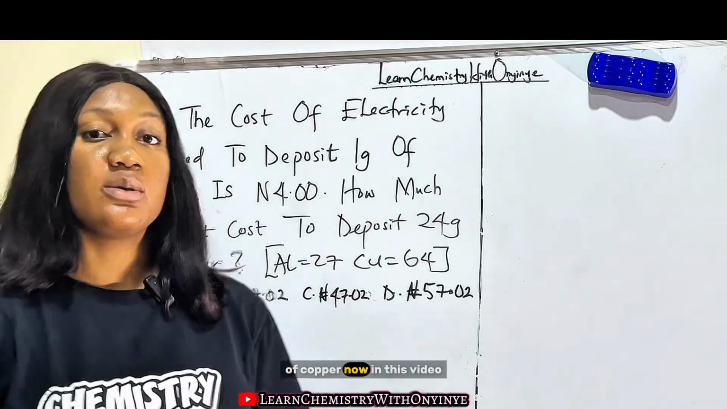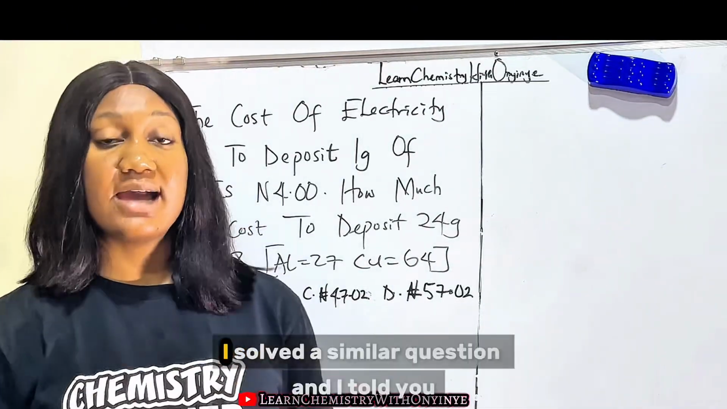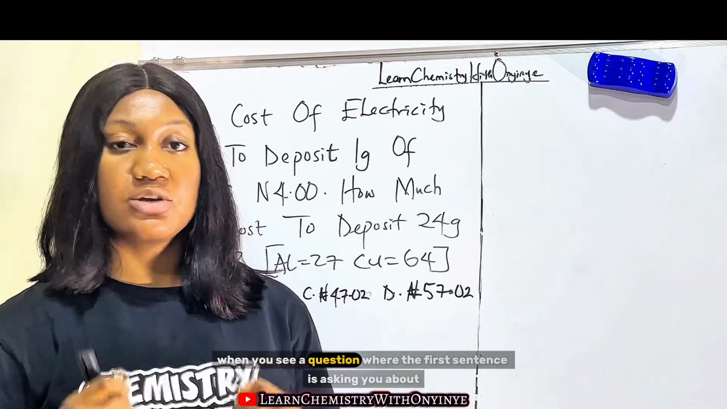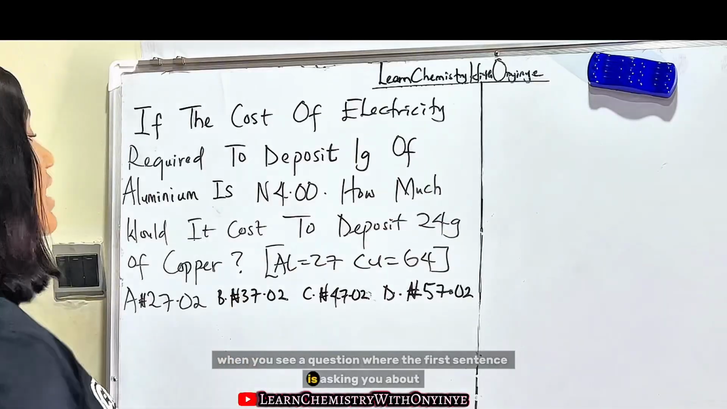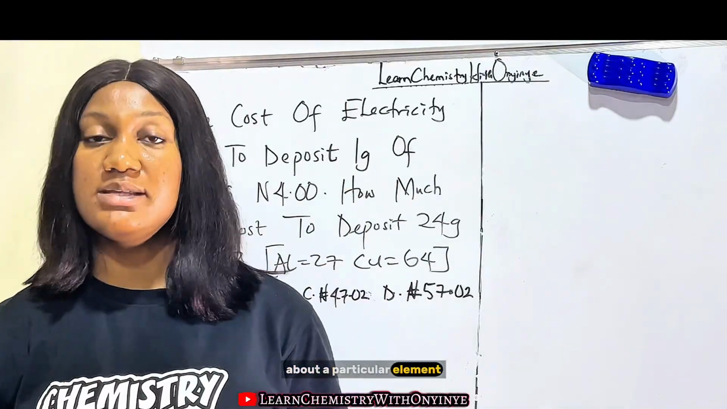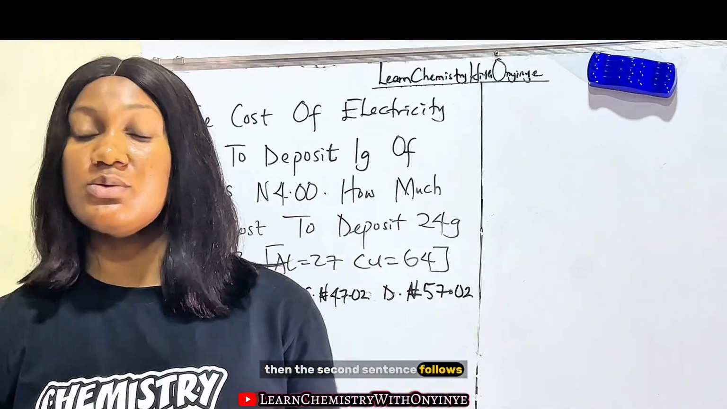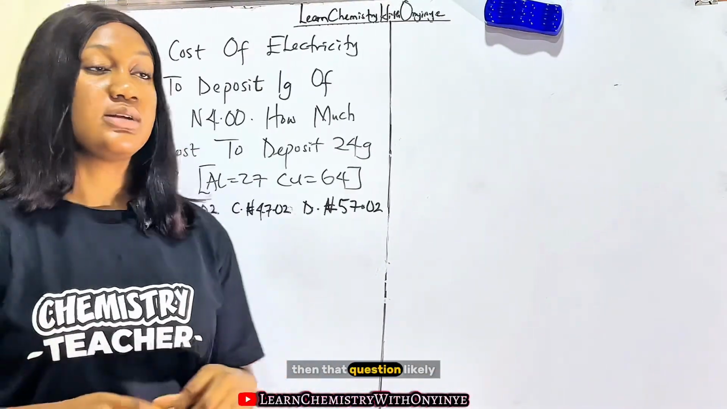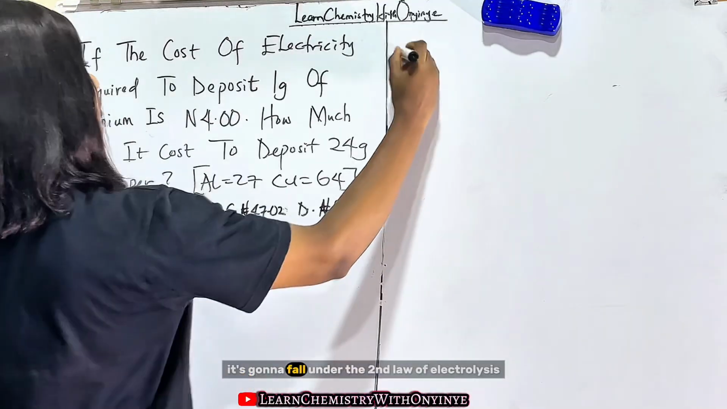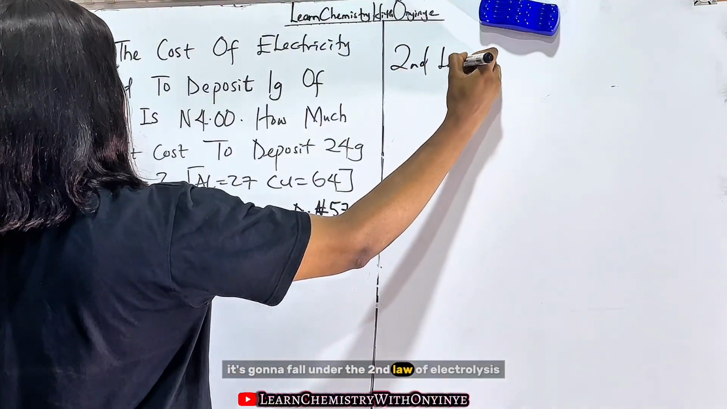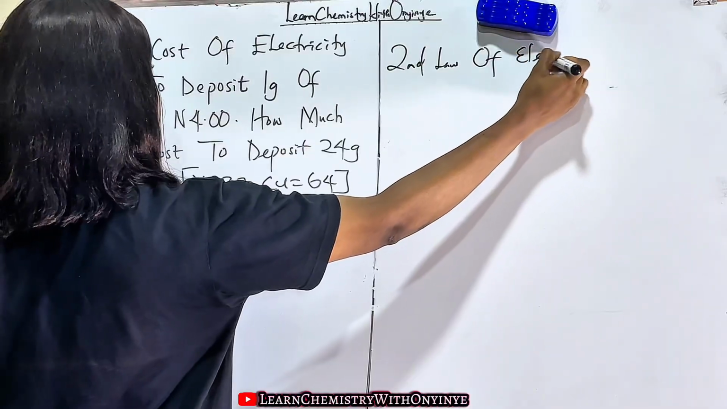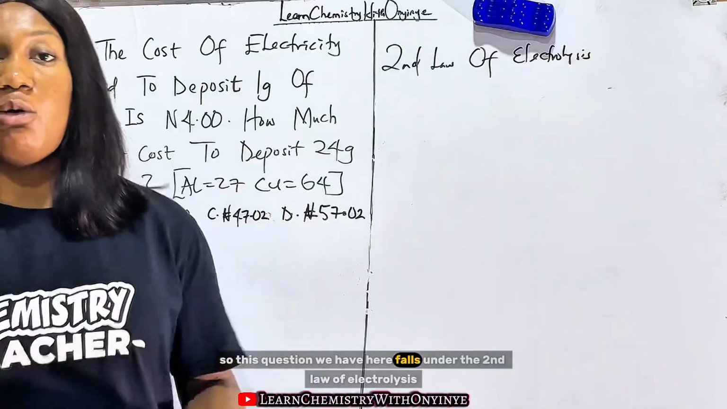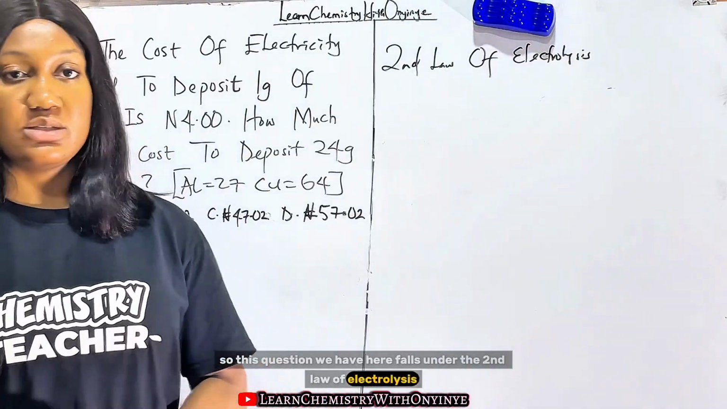Like I read, this question is asking us to find how much it would cost to deposit 24 gram of copper. Now, in this video, I solved a similar question, and I told you when you see a question where the first sentence is asking you about a particular element, then a second sentence follows asking you about an entirely different element, then that question likely is going to fall under the second law of electrolysis. So this question we have here falls under the second law of electrolysis.